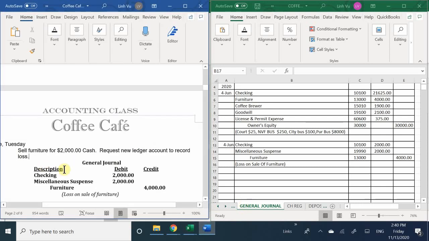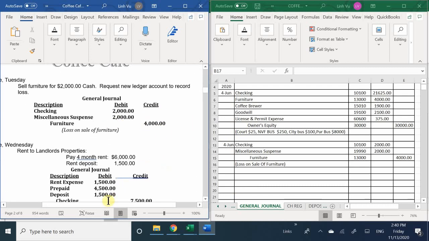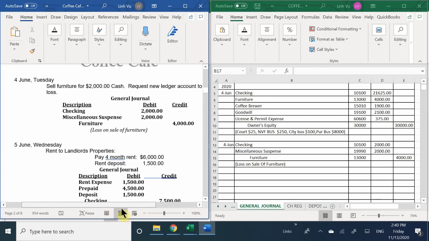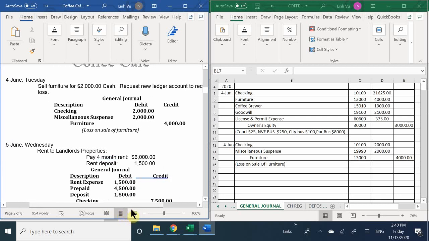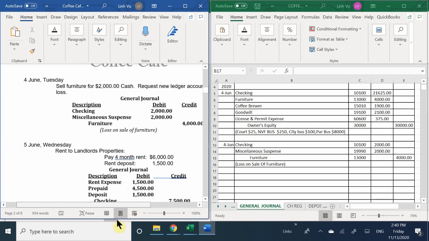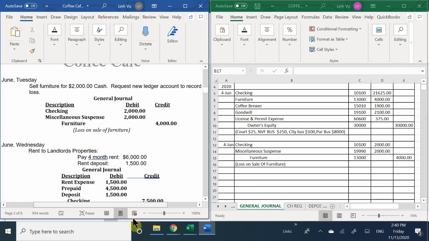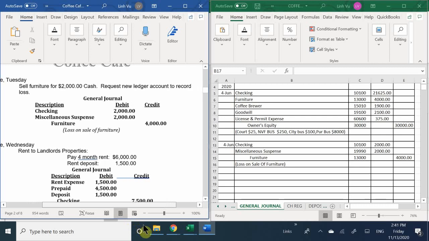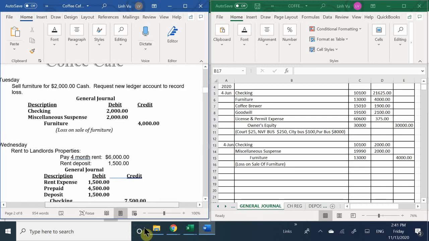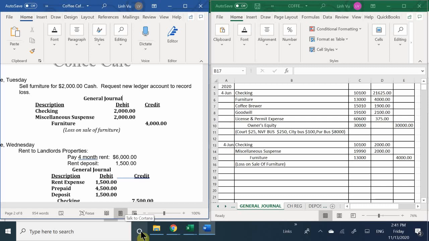Now we finished our ledger, we finished our journal. So let's move on to the next transaction. Now we are on a brand new day, Wednesday, June 5th. We completed our transactions on the 4th, so now the next day has occurred. On the 5th, we decided to rent from 2 landlord properties.